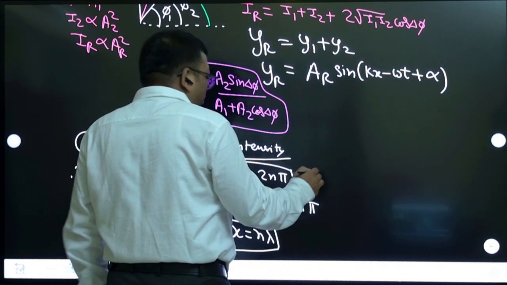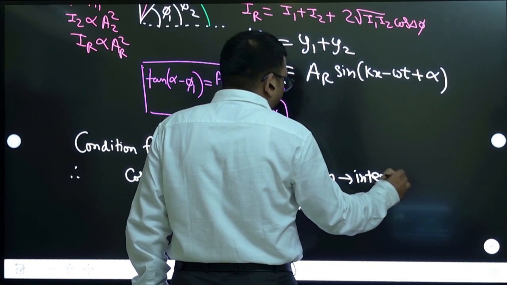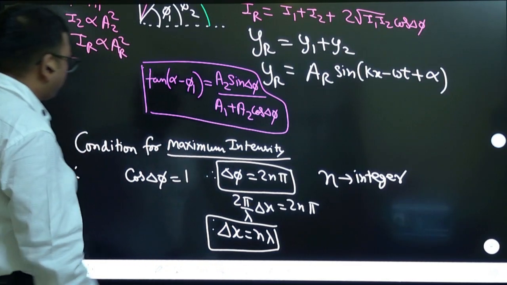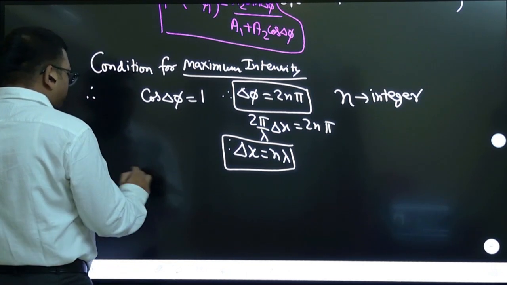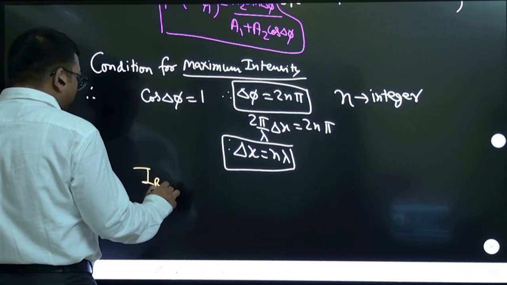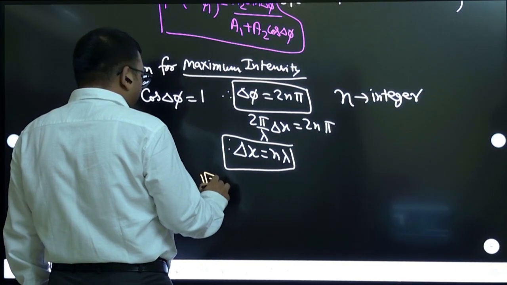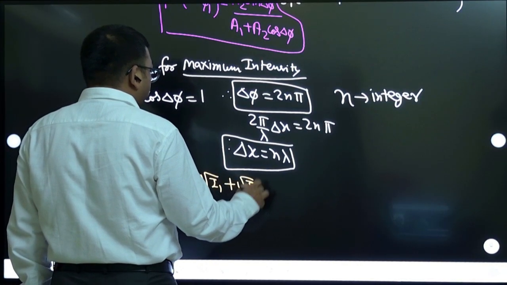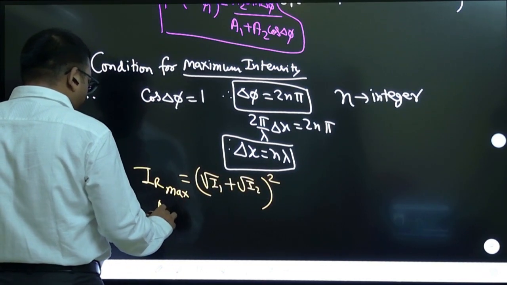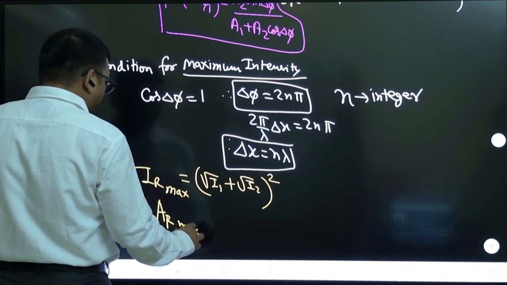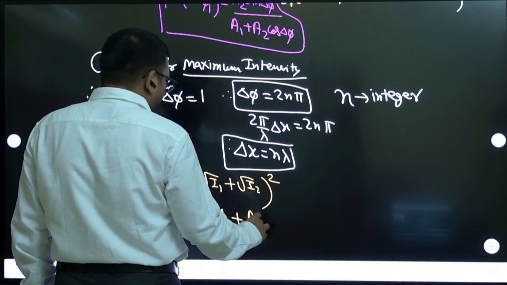Note that n is an integer here. That's all. Okay, so this is the condition, and now we can also calculate what the maximum intensity is. The maximum resultant intensity will be (root I1 plus root I2) whole square. And the maximum resultant amplitude will be A1 plus A2, just the sum of the amplitudes.